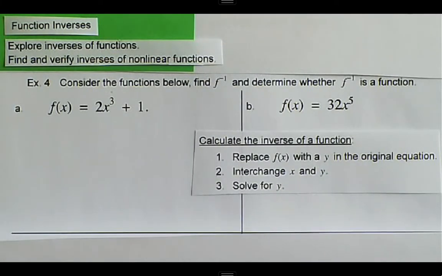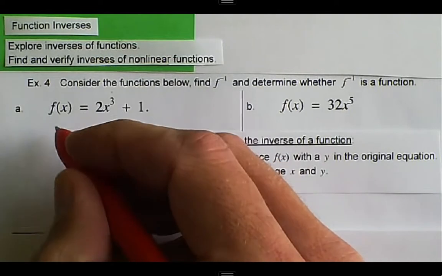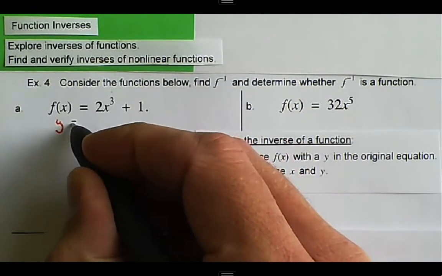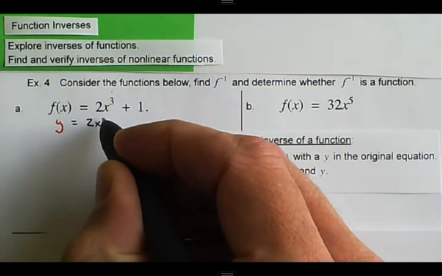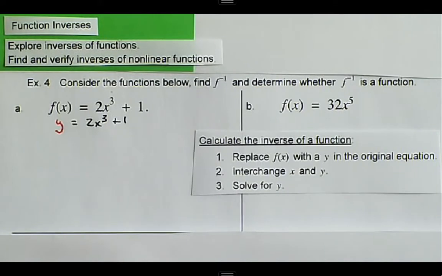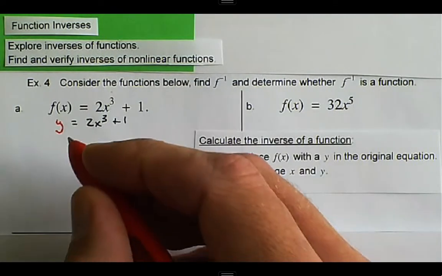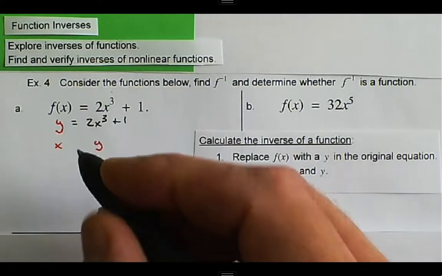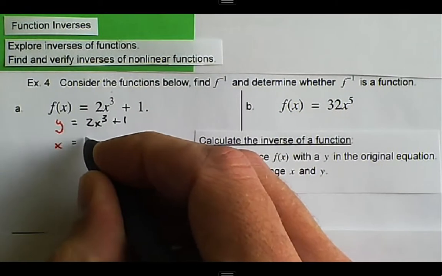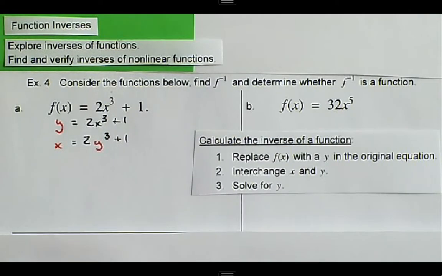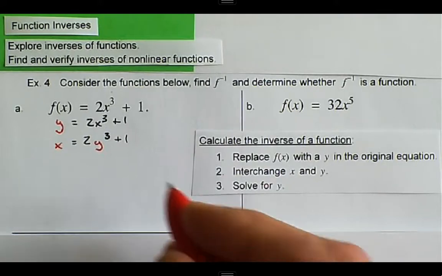First step is replace f of x with y. So y equals 2x cubed plus 1. Next step, replace the x and the y. So then we get x equals 2y cubed plus 1. And then last step is solve for y.